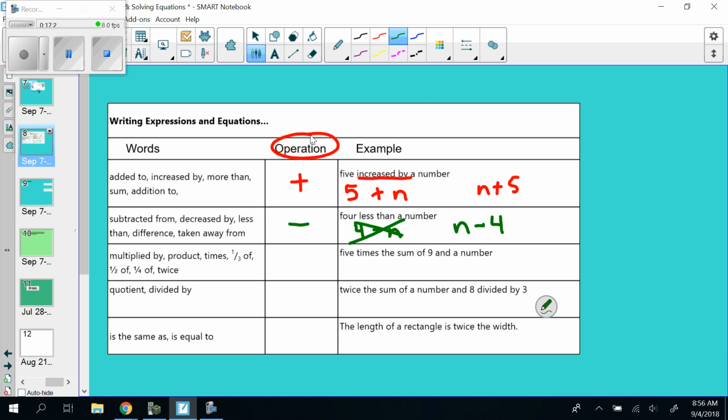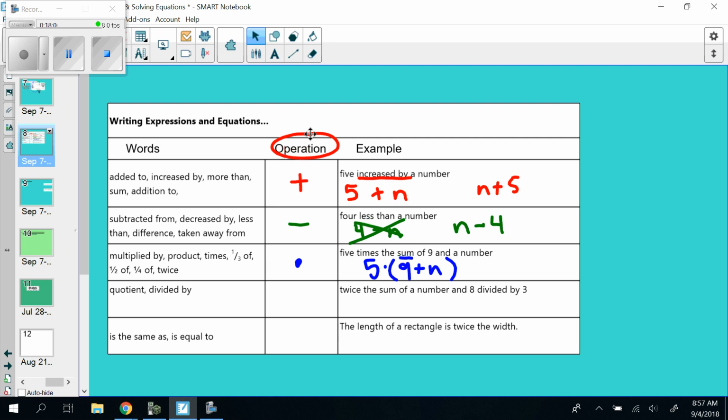Okay, multiplied, product, times, 1/3, 1/2, 1/4 of, twice, all are indicating multiplication, okay, timesing. So this one to the right here, this example, 5 times the sum. Okay, if we're summing, that means two things are being added here. So that's indicating we're going to have parentheses here to make sure those get added up before they get multiplied. 9 plus some number. So that would be written as 5 times the quantity, 9 plus n.